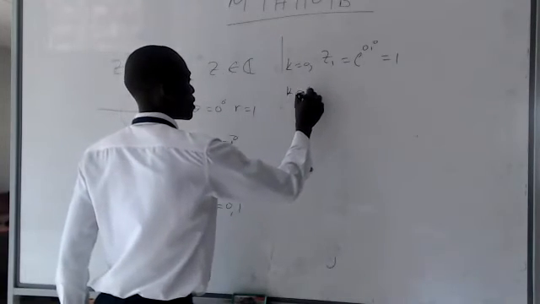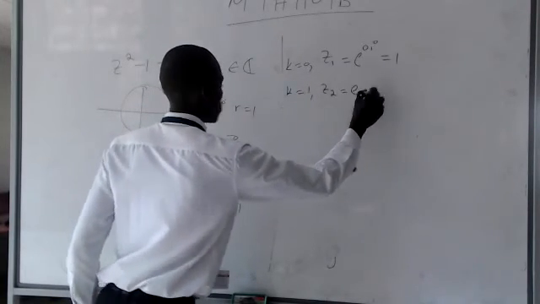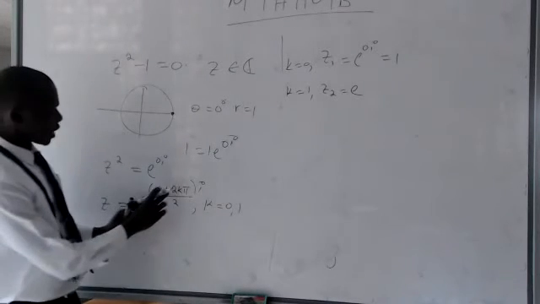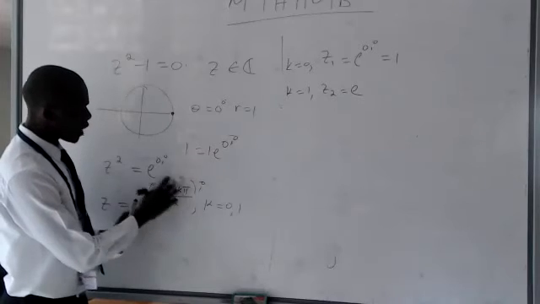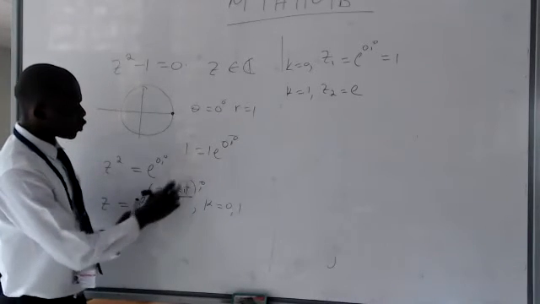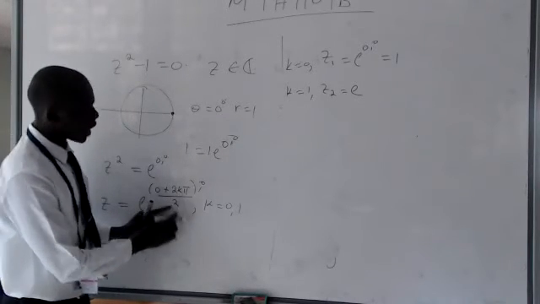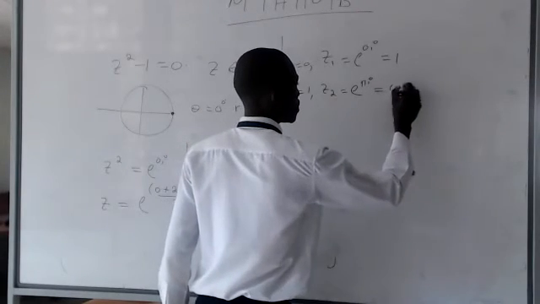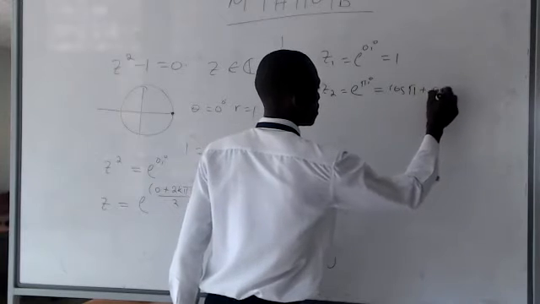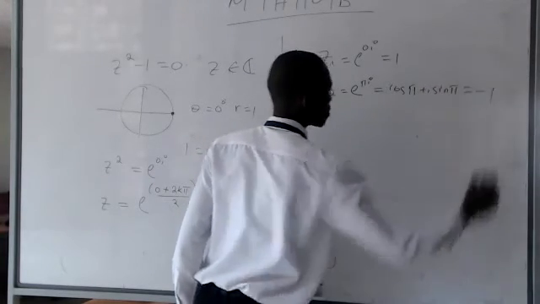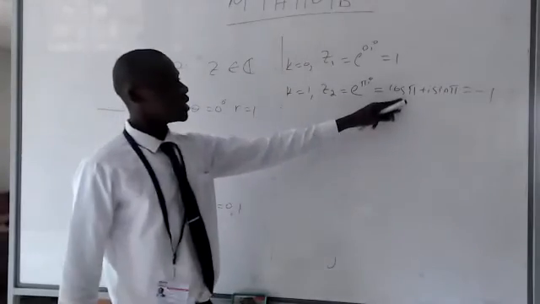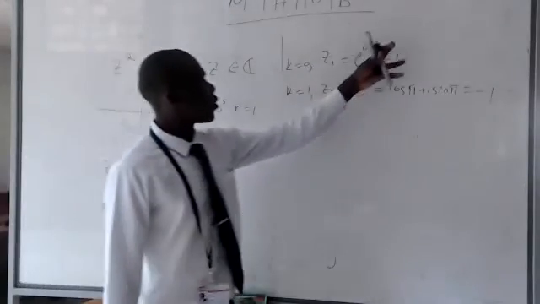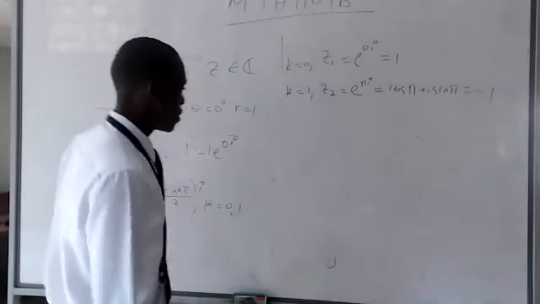Now at k is 1, you have the second root. So k is 1, meaning you'll have 0 plus 2 pi. So 2 pi plus 0 is 2 pi. And then you have 2 pi divided by 2. That's just pi. So you have exponent pi I, which is going to be cosine of pi plus I sine of pi. This must be -1. Cosine of 180 is -1. Sine of 180 is 0. So the two roots of unity are 1 and -1.